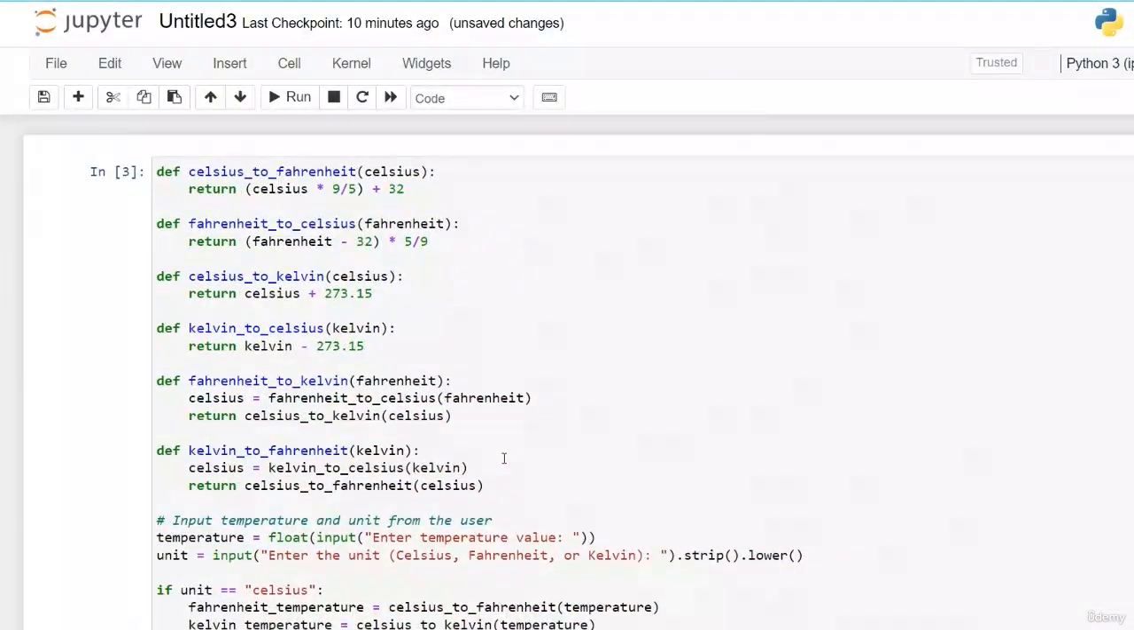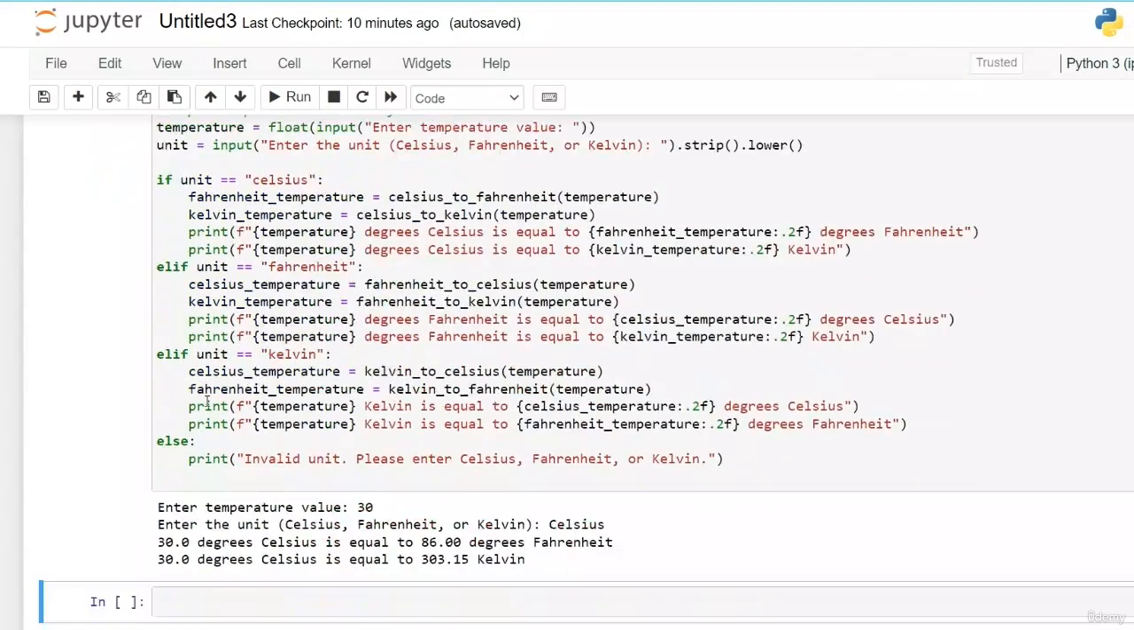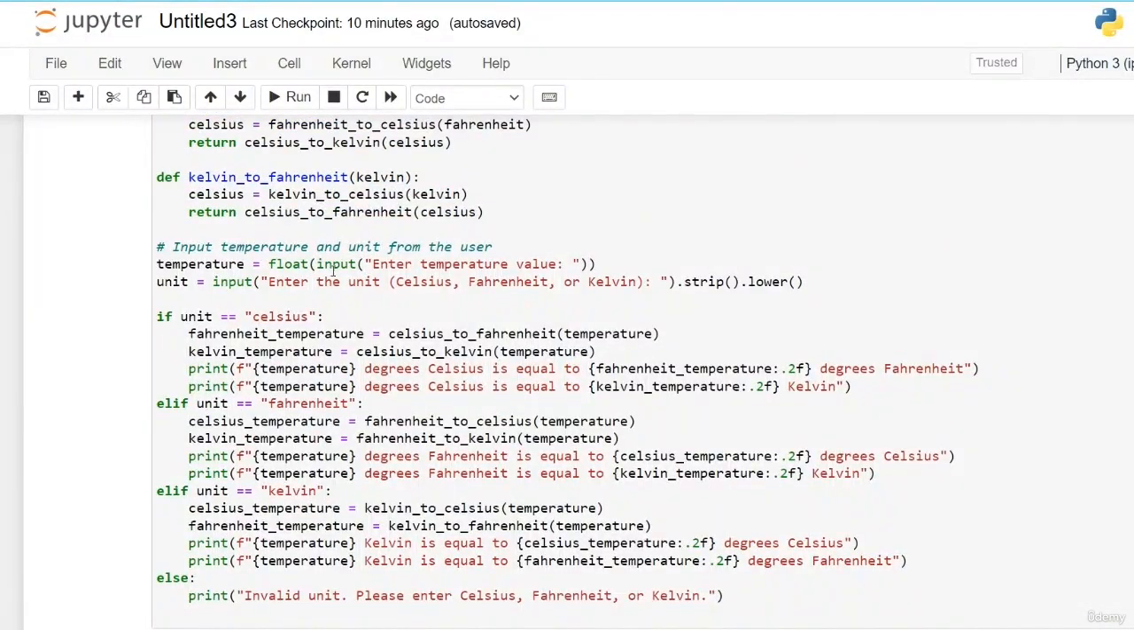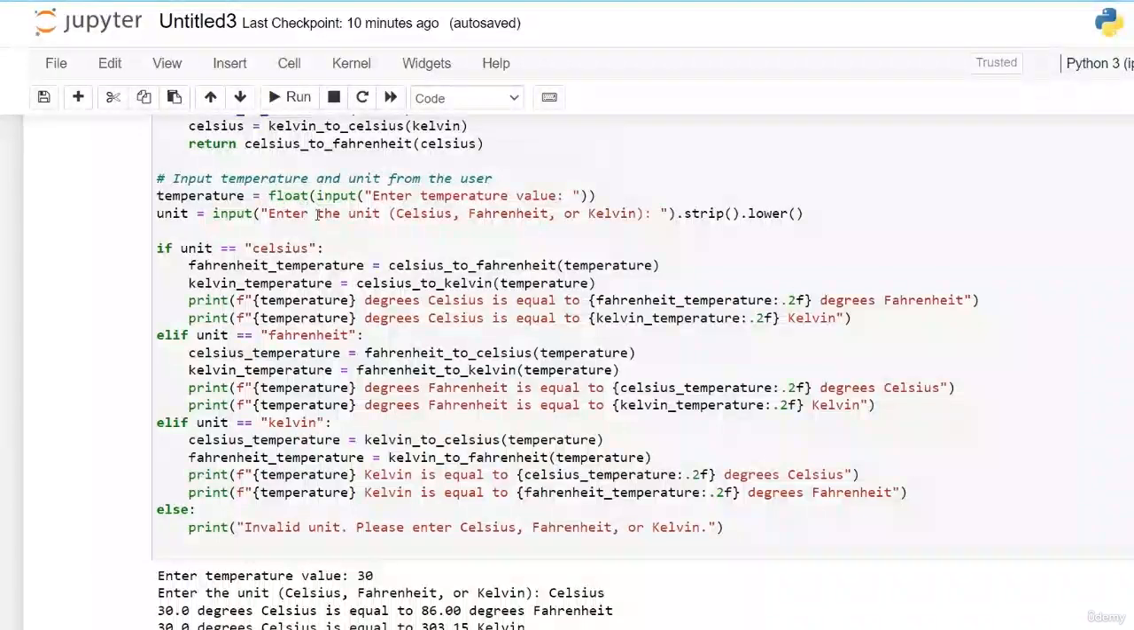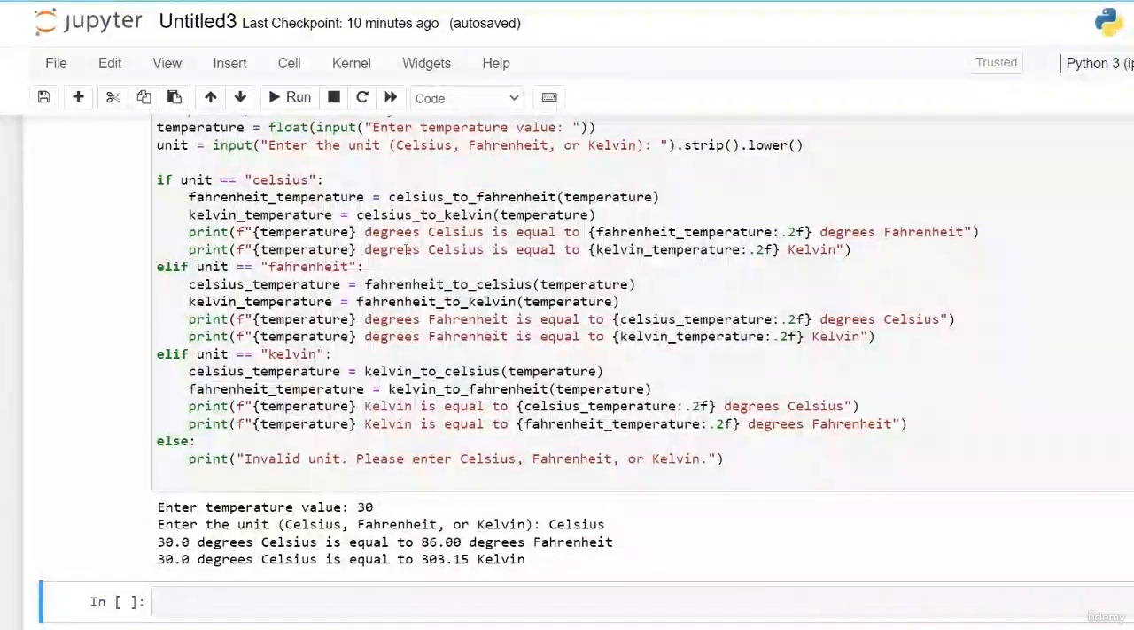So this is the simplest method to create a temperature converter, converting between the three SI units. You're able to collect the temperature, allow the user to input the temperature and also the unit of the temperature, and then you convert it to the other two units.